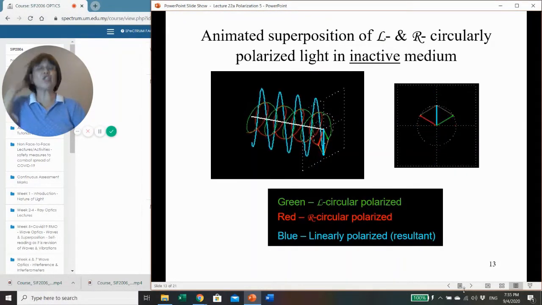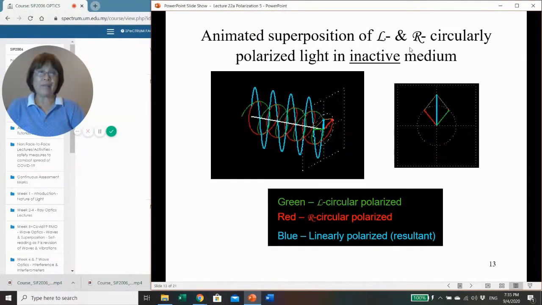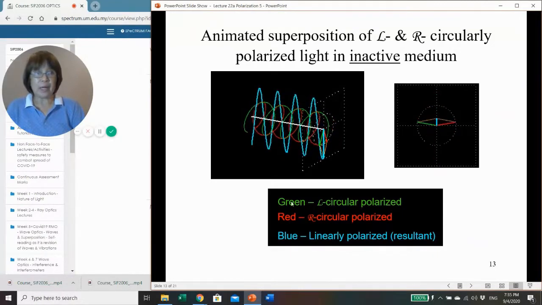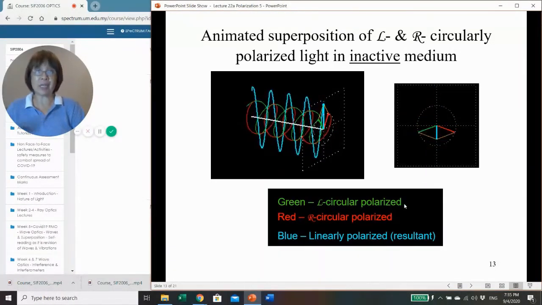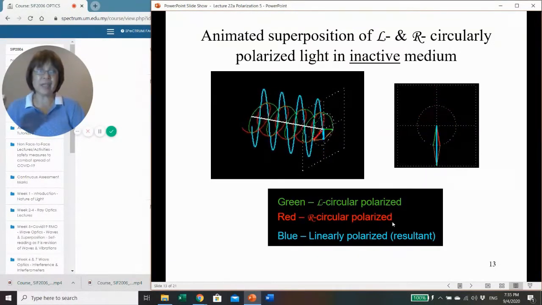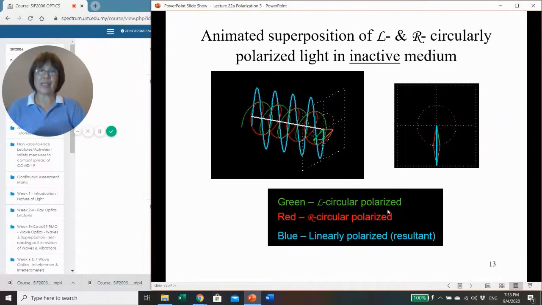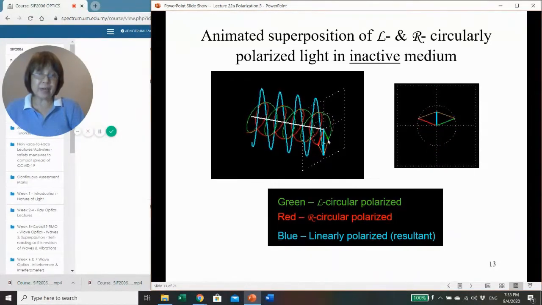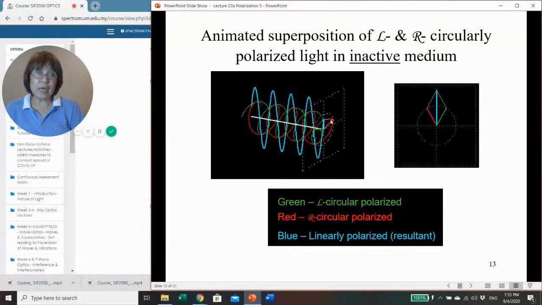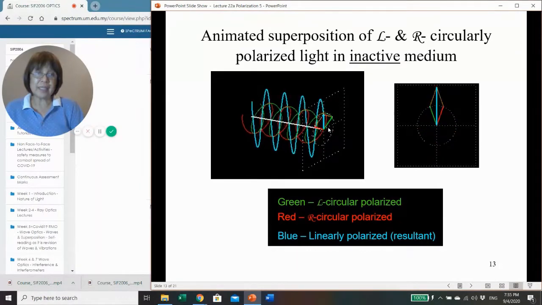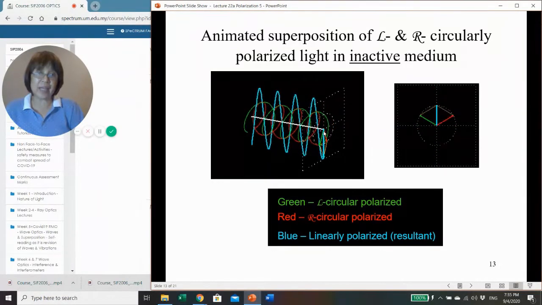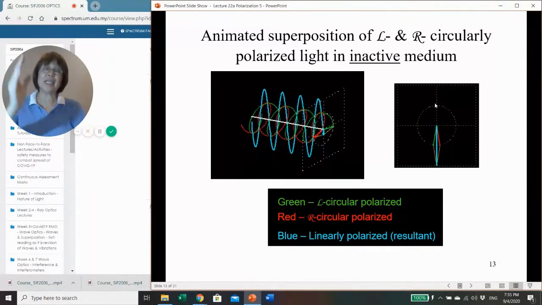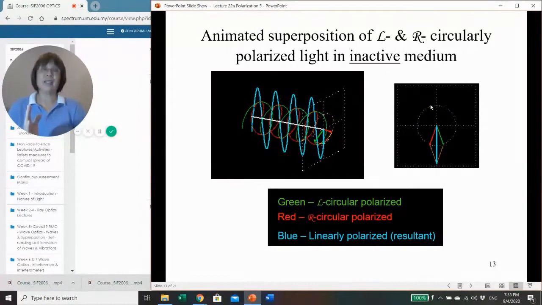Now, this is an animation of the superposition of left and right circularly polarized light in an inactive medium. The green represents the left circularly polarized light, the red represents the right circularly polarized light, and blue is the resultant. So we look at this plane here. As they reach this plane and add up together, you find that the blue is just moving up and down. So this is vertically linearly polarized light.